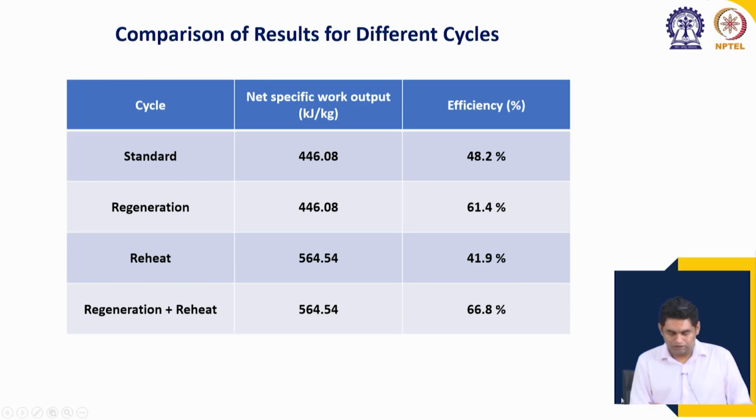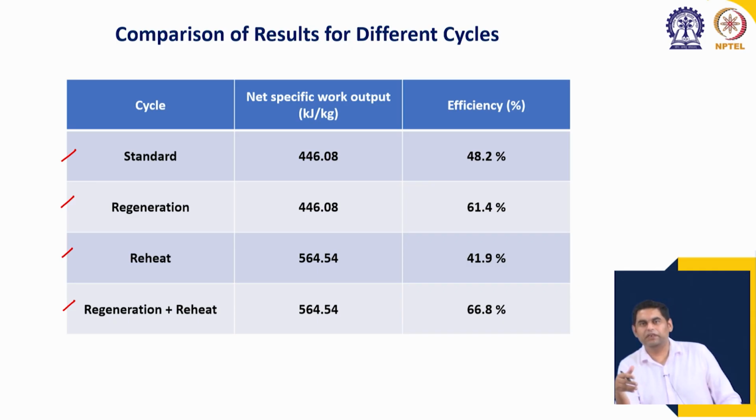Well, so, now if we compare the numerical values for all 4 cases, the standard cycle, the regeneration cycle, the reheat cycle and the regeneration plus reheat cycle, the values which are obtained based on our problem. So, the design parameters were R equal to 10 and the turbine inlet temperature was equal to 1500 Kelvin and with ambient temperature 300 Kelvin. So, the temperature ratio was 5.